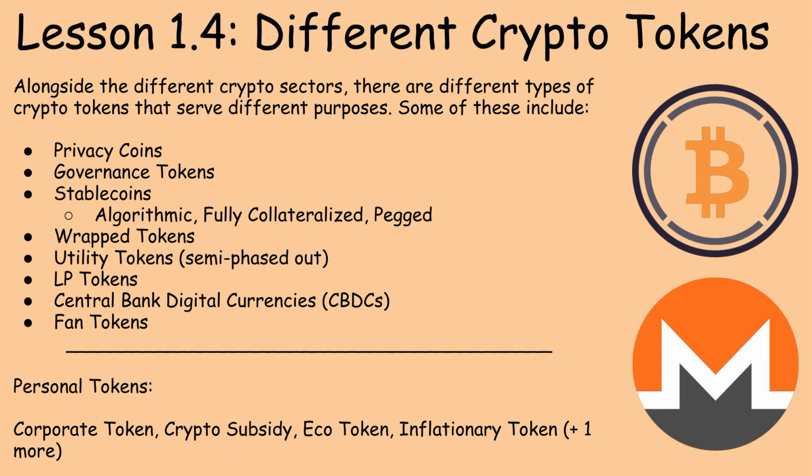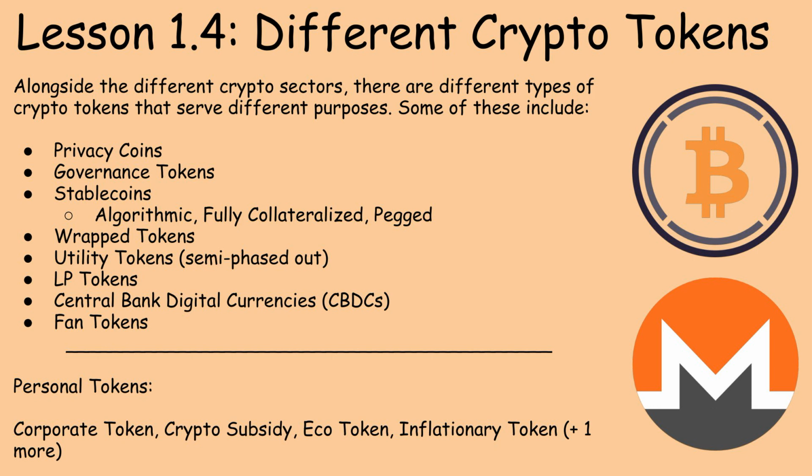So lesson 1.4, different crypto tokens. So alongside the different crypto sectors, there are also different types of crypto tokens that serve different purposes. Some of these include privacy coins, such as Monero, you see here on the bottom, governance tokens, stable coins, and within stable coins, there are different types of stable coins. There are algorithmic, fully collateralized, pegged, so kind of like wraps, like the Binance Peg stable coins, for example, if you know what that is.